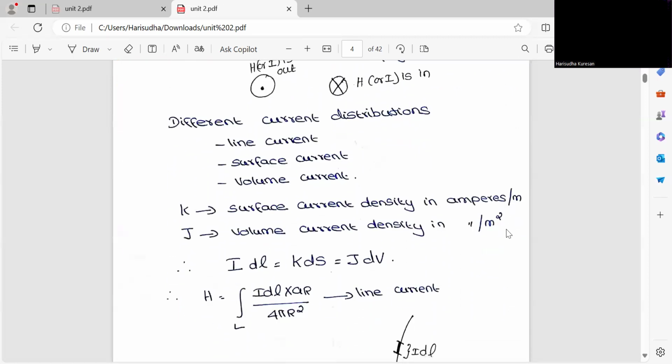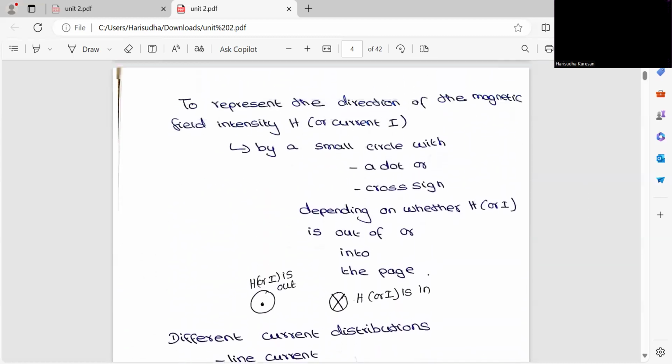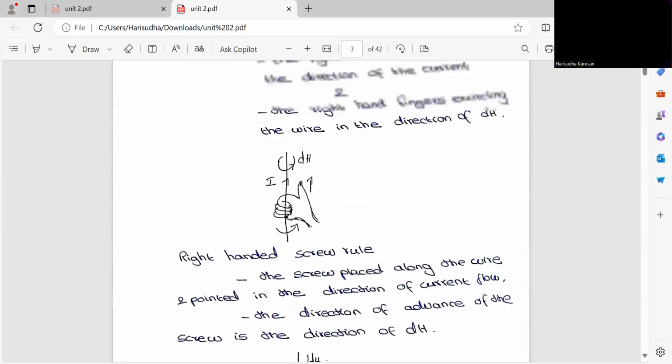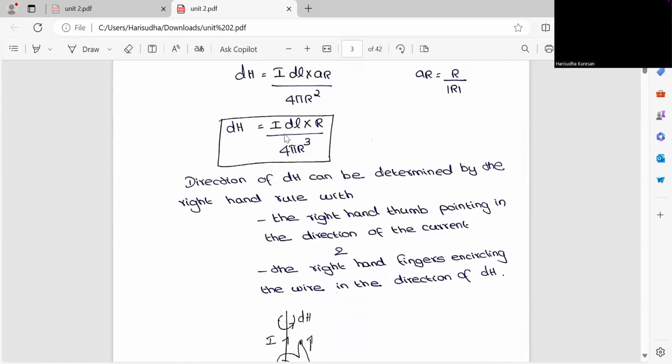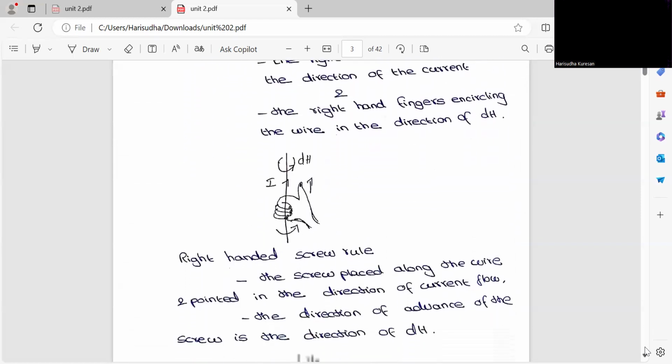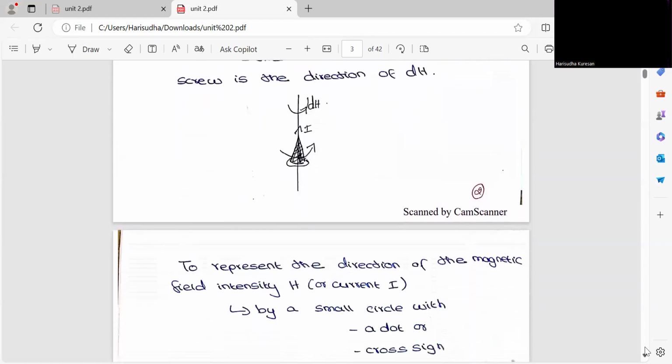We all know that there are the line current, the surface current, and the volume current. Here K represents the surface current density in amperes per meter, and J represents the volume current density in amperes per meter square. In the equation we have written, dH is equal to I dL. This is for a line current. That's why we have represented a small differential length. The same way, we can also write it for the surface density and the volume density.